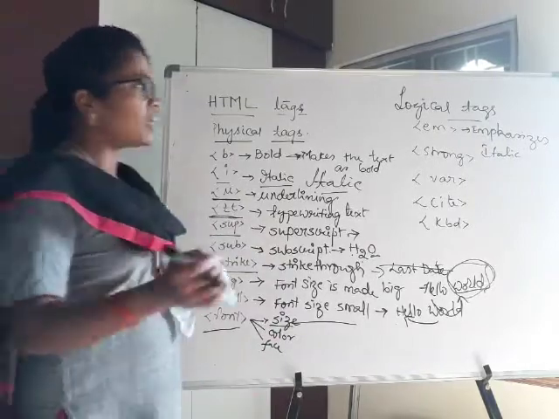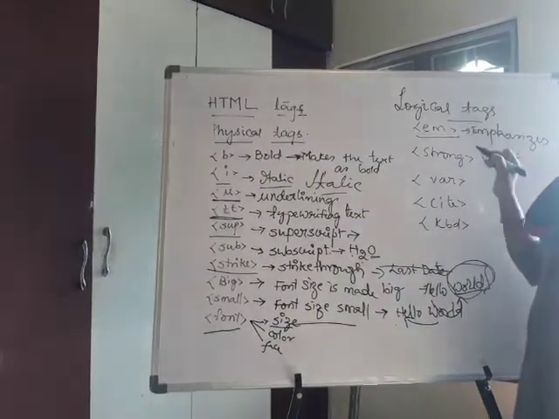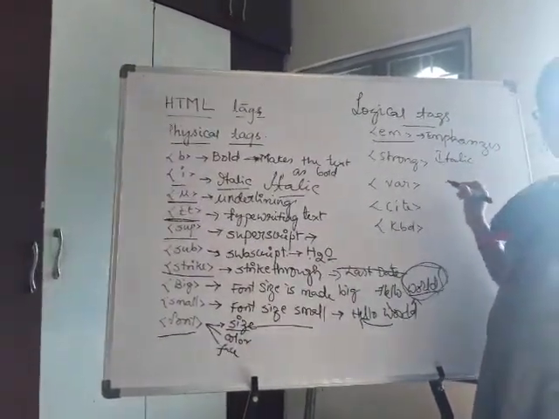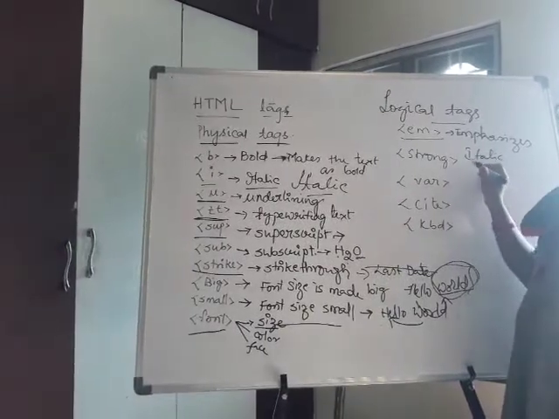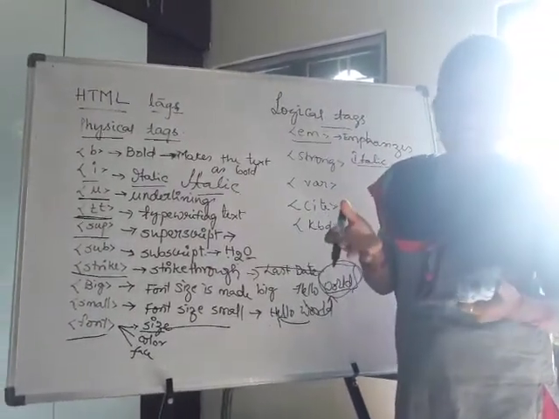Okay, let me complete the logical tags. Emphasized is used to make the text italic. It can be used to add some emphasis, that means highlighting of your text.